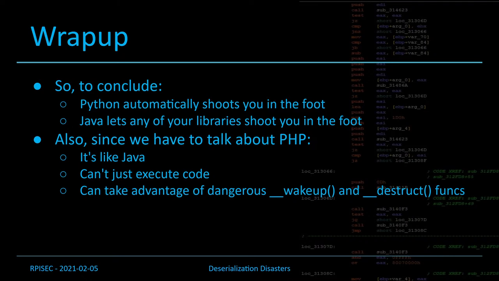And since we didn't talk about PHP today, and we always have to make fun of PHP, it's a bit like Java. You can't just run code, but it is possible for your wakeup and destruct functions, which happen when the object comes to life and dies, to have similar issues to what we had in Java. If they have some unsafe behavior, like they use reflection or any similar premise, or they do dangerous things with user data. A trivial example is just eval on some data on the object. Then you can indeed get code execution. The important thing there is these are functions that are forcibly called when the object comes to life or dies. So if we can get logic to happen in there, then problems happen.